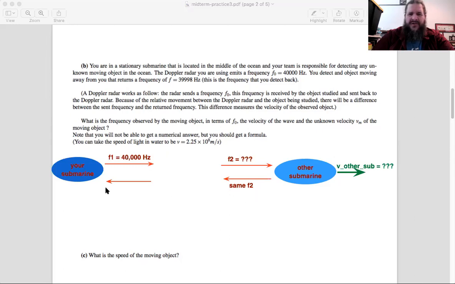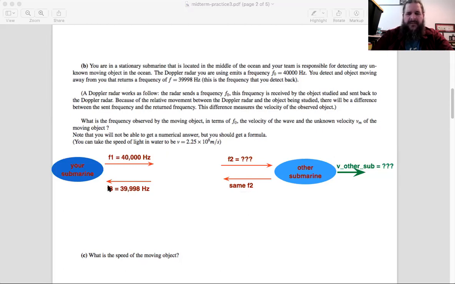No, that's going to be different also, right? Because in this case, for the return trip, this is a radio wave that has bounced off the other submarine. So we're going to treat the other submarine as the source, and then your submarine is the observer. So we're going to get a third frequency, let's call that F3, which we know is 39,998. So we know the frequency that you produced.